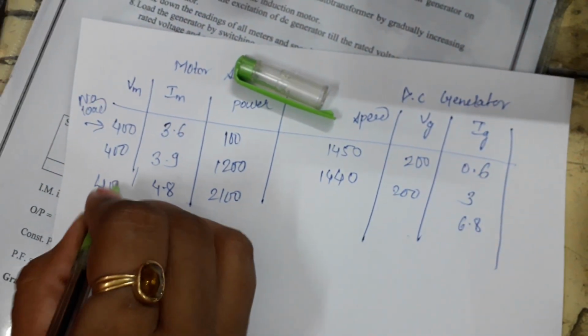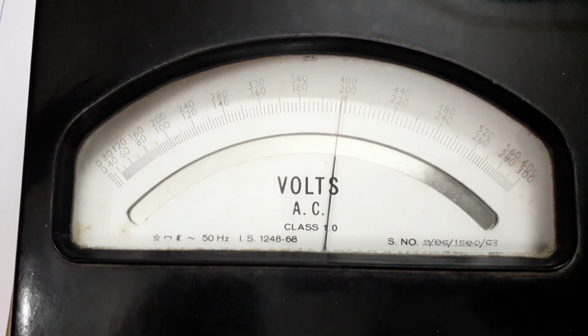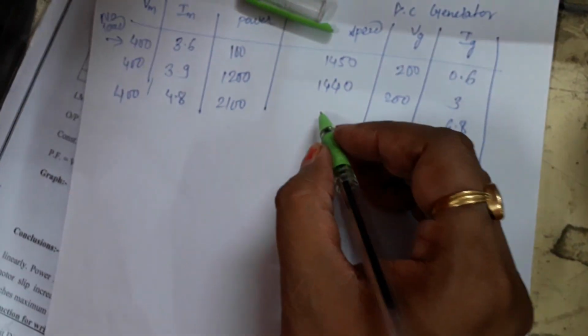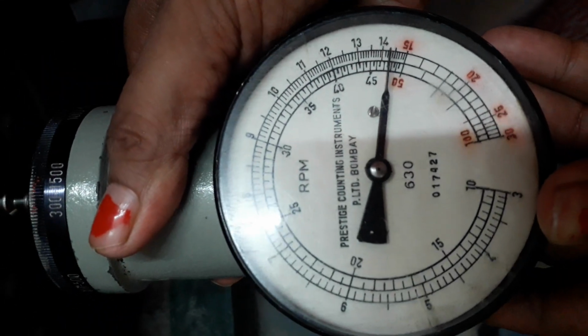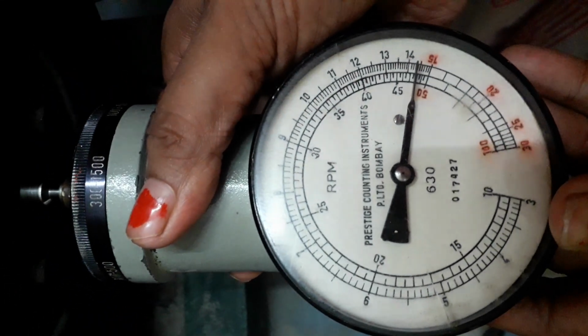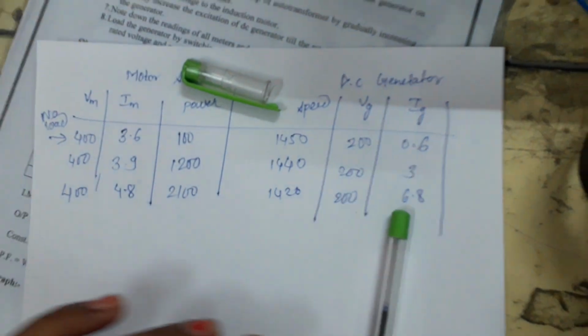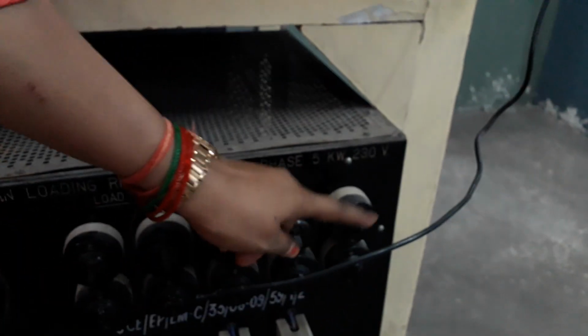Primary supply is also constant, 400. And the speed has reduced. Let us record that speed also. Speed has reduced to 1420. Now similarly we'll switch on the loads one by one. The voltage becomes less than 200, and we'll maintain it to be 200.